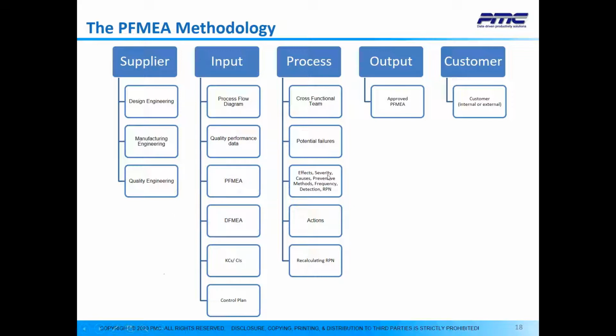So all these go through a process with a cross-functional team, developing potential failures, the effects, the severity, causes, preventive methods, the frequency, detection and RPNs, then the corrective recommended actions, and based on that, we recalculate the RPN. So that's the methodology that we use. At the end, we have, as an output, an approved PFMEA.